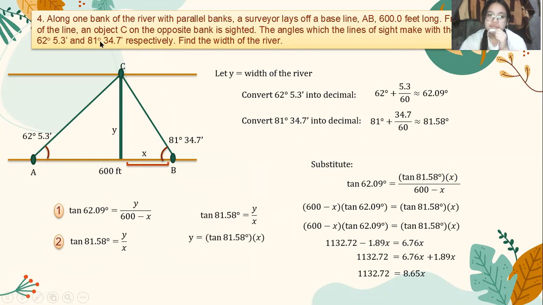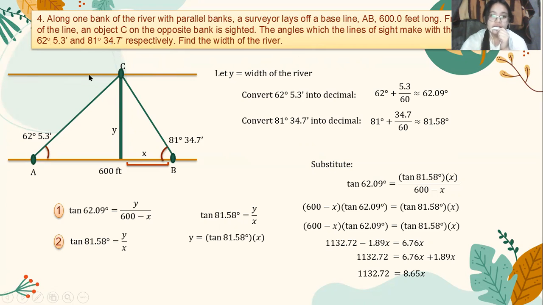The next problem: along one bank of a river with parallel banks, a surveyor lays off a baseline AB 600 feet long. From each end of the line, an object C on the opposite bank is sighted. The angles between the lines of sight and the baseline are 62 degrees 5.3 minutes and 81 degrees 34.7 minutes respectively. Find the width of the river.